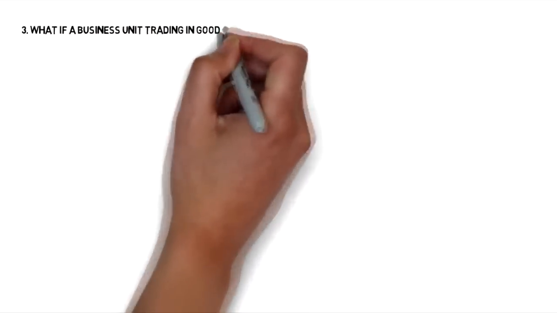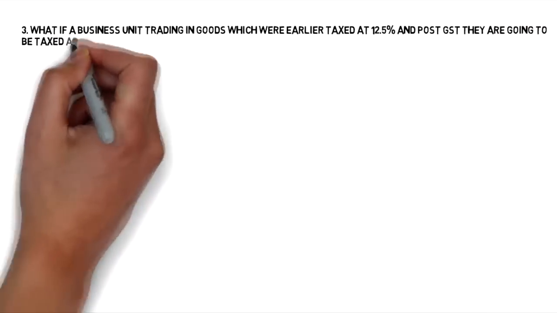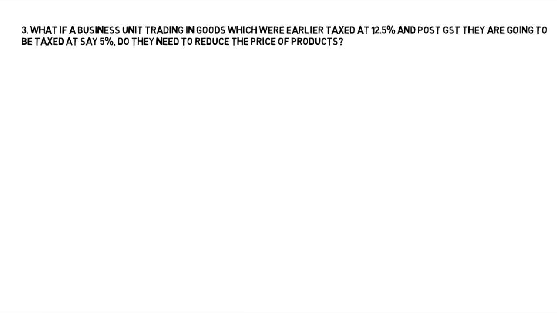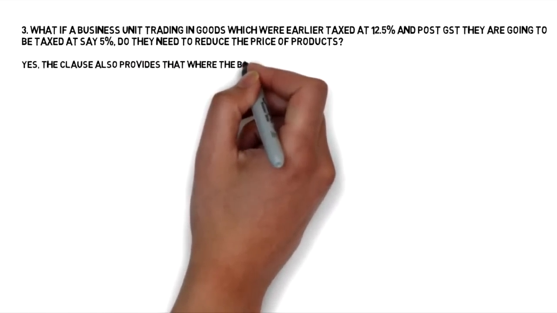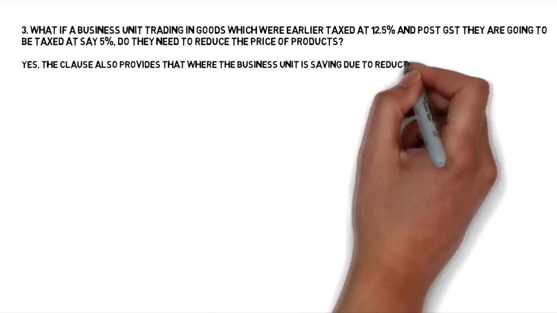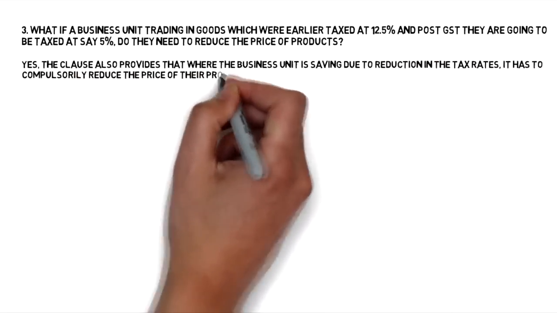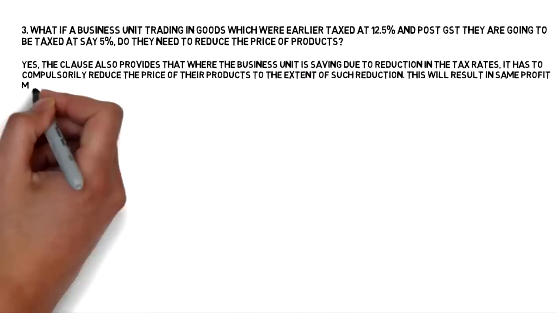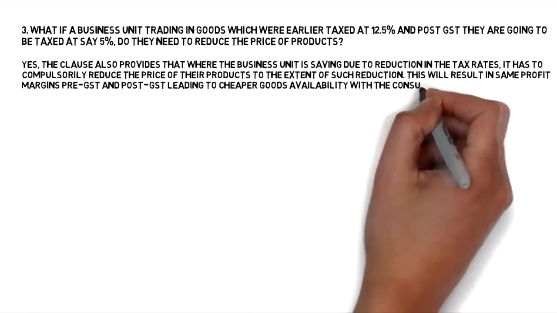What if a business unit trading in goods which were earlier taxed at 12.5% and post GST they are going to be taxed at say 5%? Do they need to reduce the price of products? Yes. The clause also provides that where the business unit is saving due to reduction in the tax rates, it has to compulsorily reduce the price of their product to the extent of such reduction. This will result in same profit margin pre-GST and post-GST, leading to cheaper goods availability with the consumers.